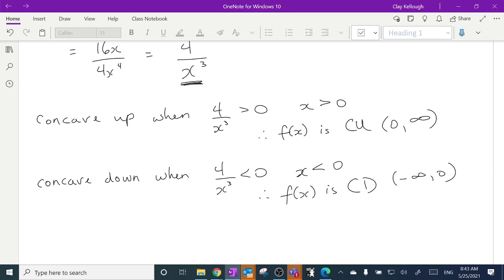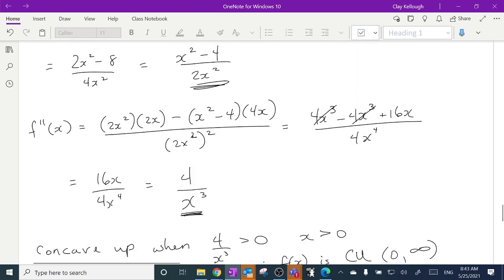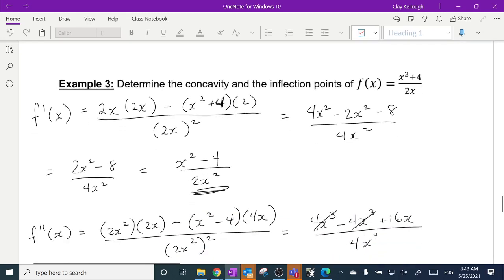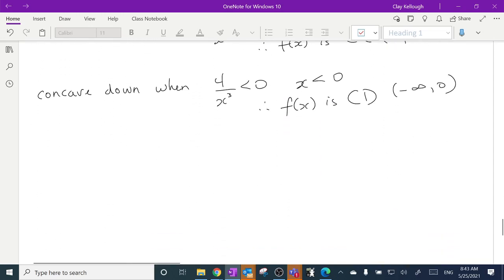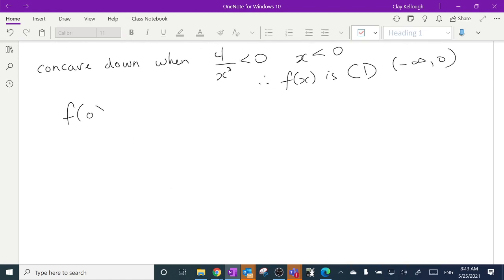Okay, what's happening at 0? Well, look at the original function. What can you tell me about x is 0? Oh, x can't be 0. You can't divide by 0. So f of 0 does not exist, right? It would in fact be a vertical asymptote. And remember Newton's law from our last chapter.